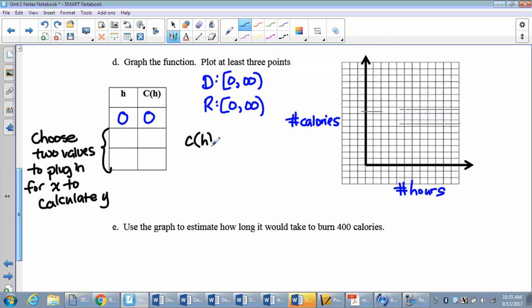C of h equals 264h. So then you're going to have C of some number that you're plugging in, get your answer, and then C of some other number you're plugging in, get your answer. Ordered pairs, graph, bada bing, bada boom, and you are done with the graph. I will also leave E to you. So D and E are for you to do. Use the graph to estimate how long it would take to burn 400 calories.